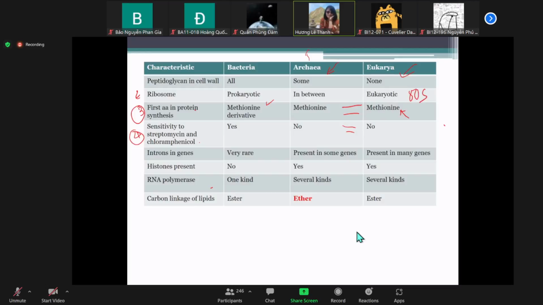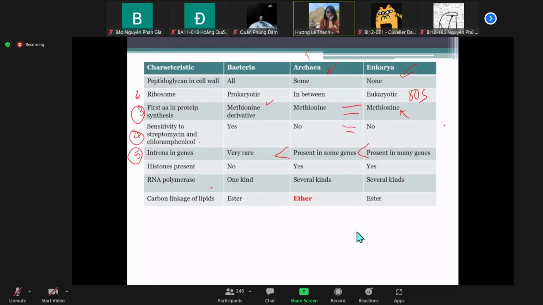Number 5, introns in the genes. Introns are the parts that carry no information. Exons have information, and in bacteria introns are very rare, or we can say there are no introns in their genetic material. But for the archaea, yes, some genes have introns, and in eukaryotes they are present in many genes.